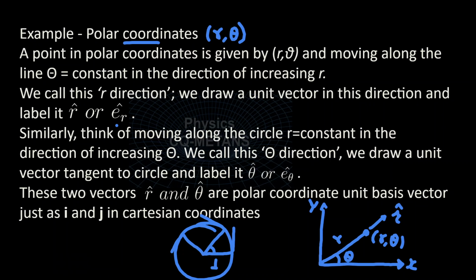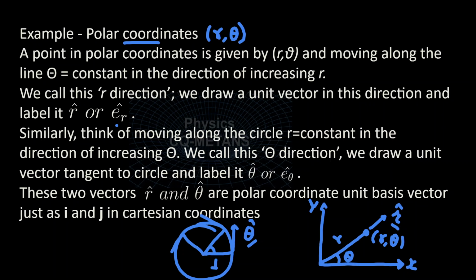So the direction of increasing theta we call the theta direction. The direction is the vector that is tangent to the circle, and it is represented as theta cap. So we have defined two unit vectors: one is r cap and one is theta cap. R cap is the unit vector along the direction of the radial vector r, and theta cap is the unit vector which is tangential, or perpendicular to r.